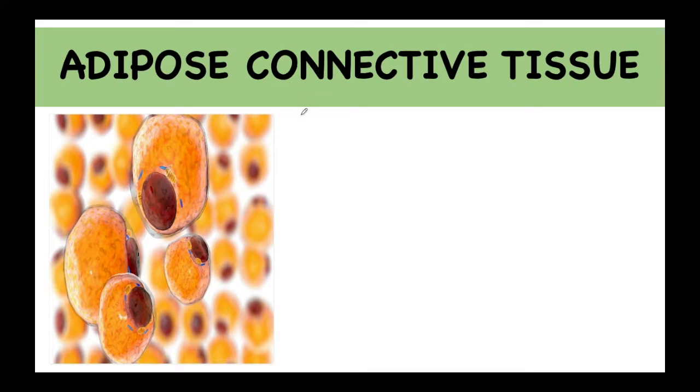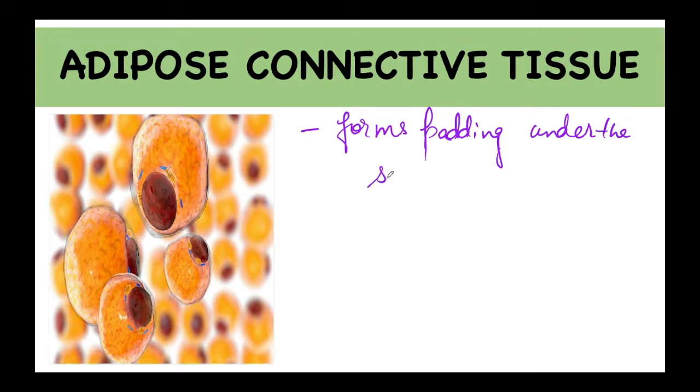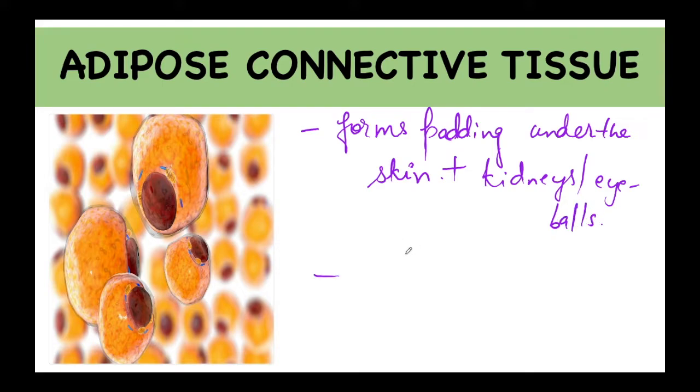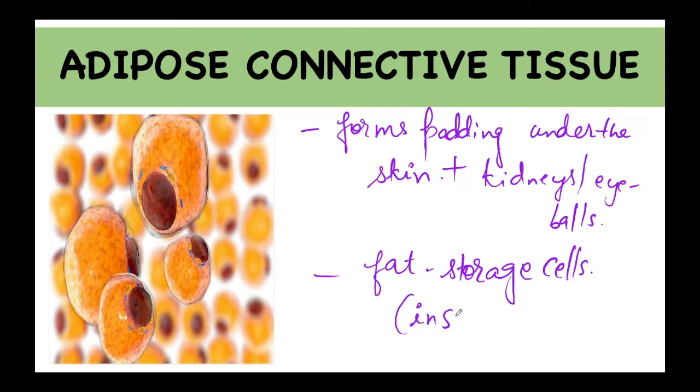So next type of loose connective tissue is adipose connective tissue. Adipose connective tissue forms padding under the skin. So adipose tissue forms padding under the skin, as well as around kidneys, eyeballs, etc. So adipose connective tissue has fat storage cells. So therefore they act as insulators.